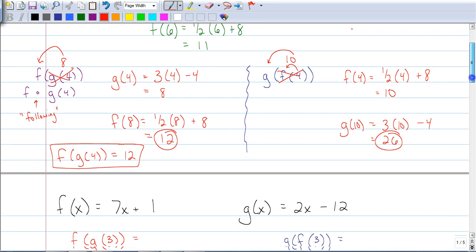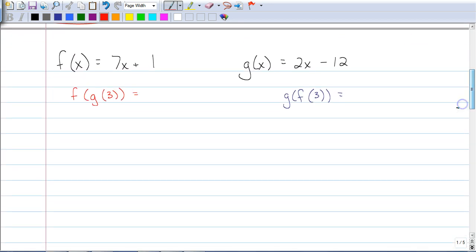Let's look at another one. Here we have, again, two different functions. This time function f is 7x plus 1, and function g is 2x minus 12.